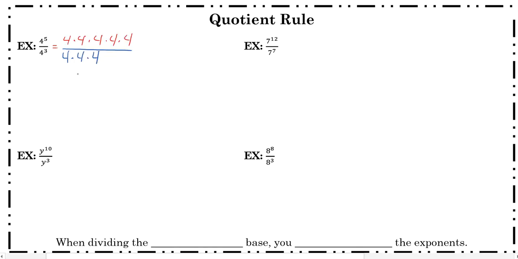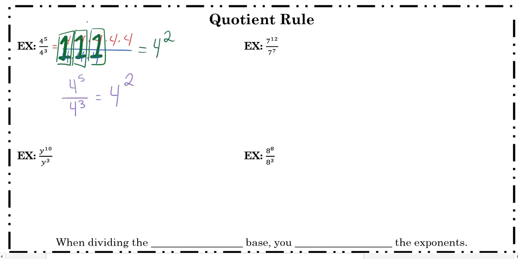And the one thing I want you to look and focus on here, when I have a numerator divided by the same value in the denominator, we want to remember that that creates a value of 1. So 4 divided by 4 is 1. 4 divided by 4 is 1. 4 divided by 4 is 1. And then the value that I am left with is 4 to the 2nd power. So 4 to the 5th power divided by 4 to the 3rd power is equal to 4 to the 2nd power.